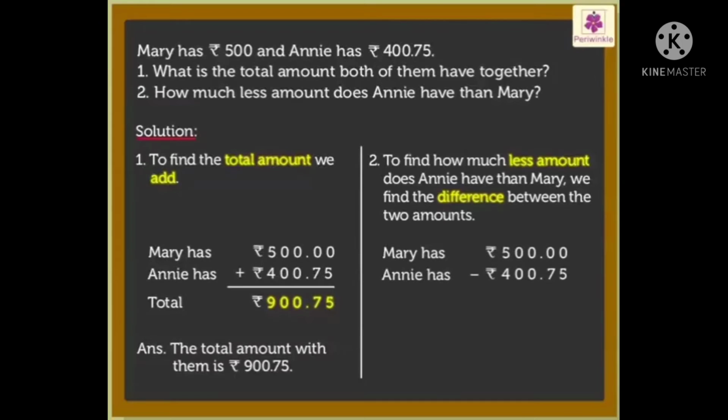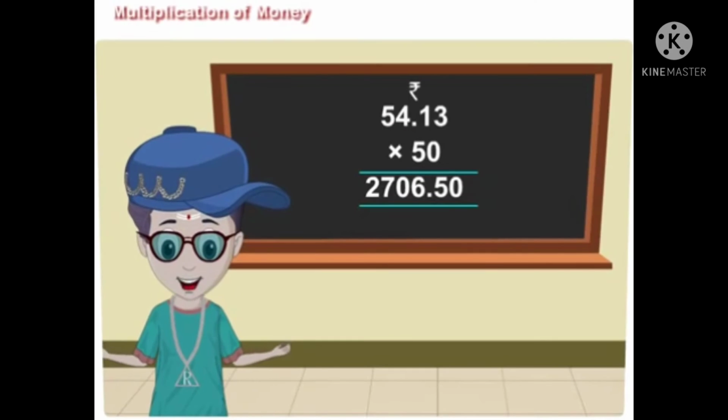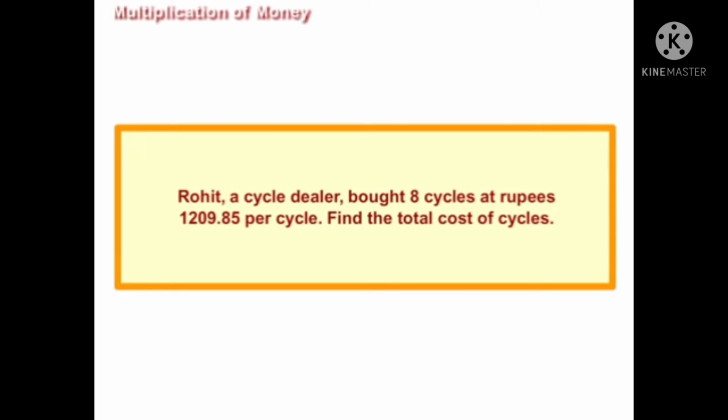And by subtracting 400 rupees 75 paise from 500 rupees, we get the difference as 99 rupees 25 paise. Thus, Annie has 99 rupees 25 paise less than Mary. Multiplication of money. Let us examine the following example.